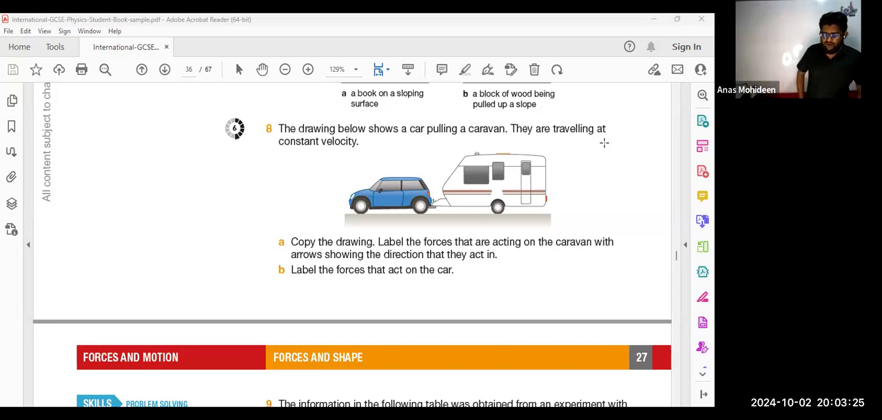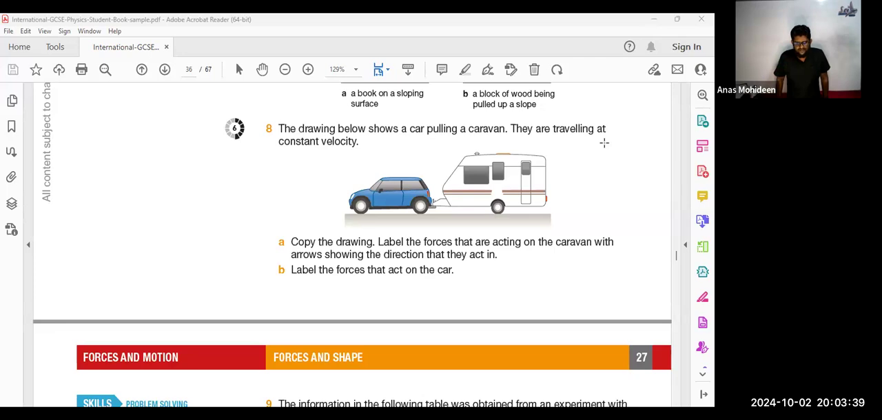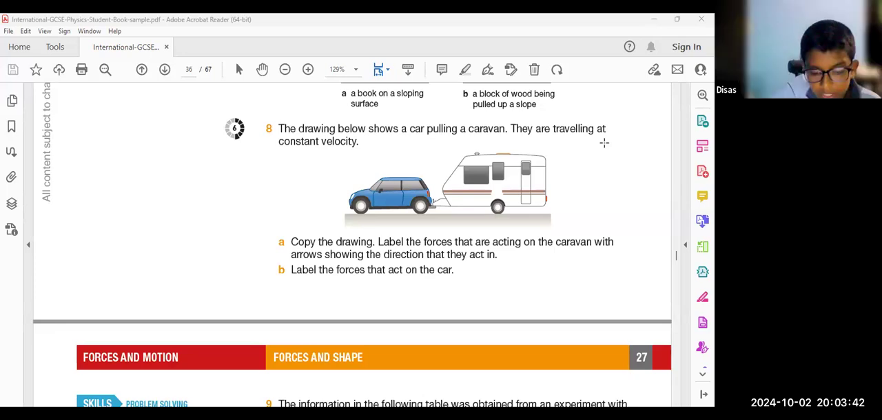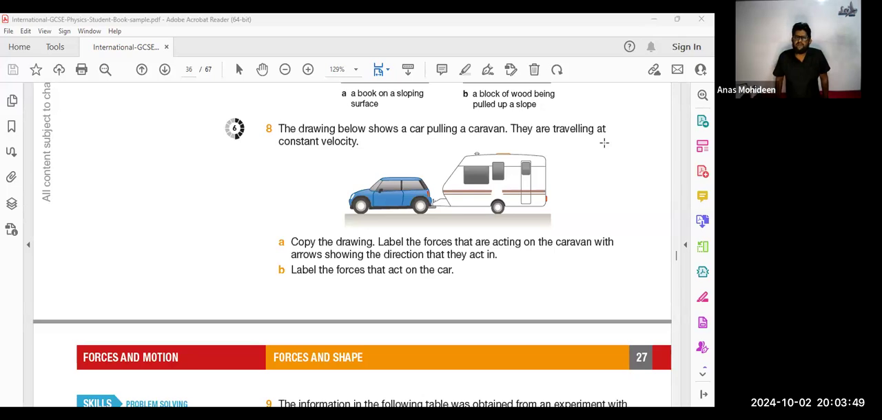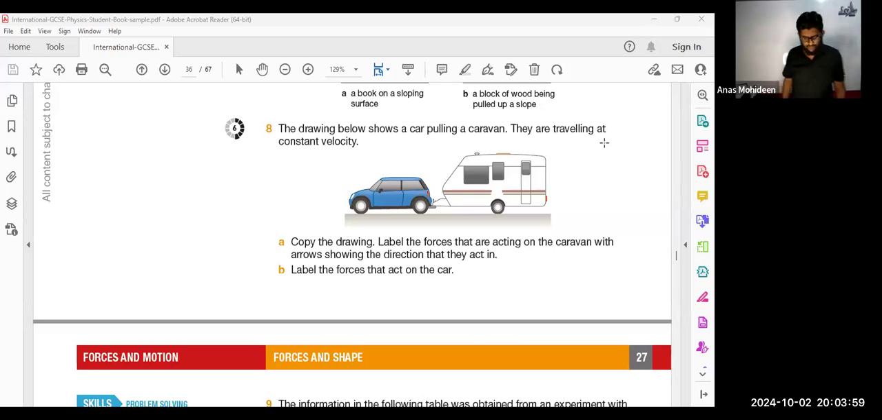Label the forces that act on the car as well. What do you think? What are the forces acting on the object and acting on the car? Can you tell me? Applied force. Applied force. What else? Frictional force. Dynamic friction. Actually, the dynamic friction is what we straight away take as the friction. What else is there? Unbalanced force. Okay.